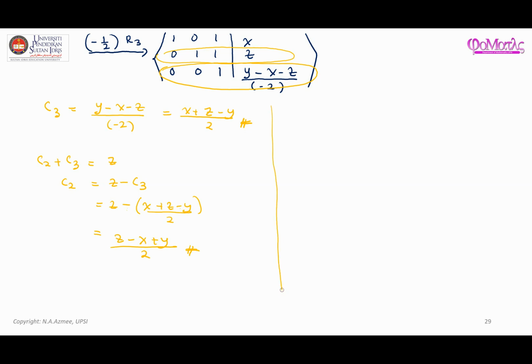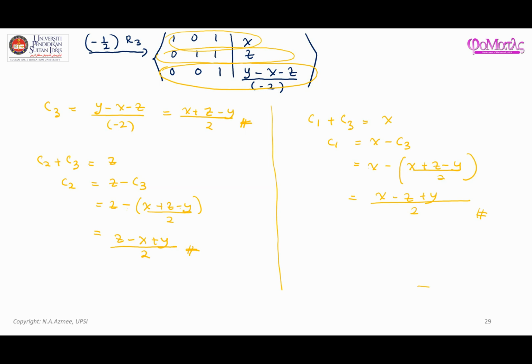And then this one here refers to having C1 plus C3 is equal to X. C1 is X minus C3, so X minus X plus Z minus Y over 2. And if you simplify that, well, here will be 2X over 2, so 2X minus X will be X. Then here will be negative Z and positive Y over 2. So that's the answer for the value of C1.